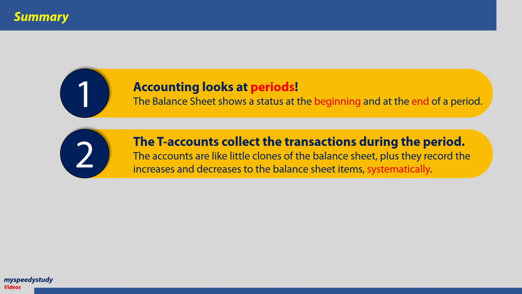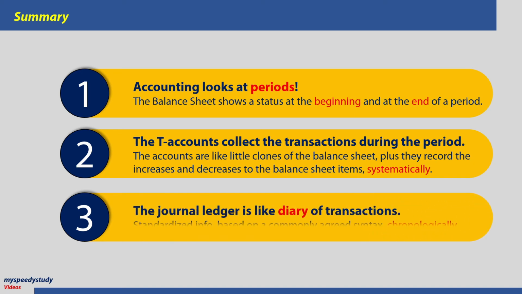Depending on from which side of the balance sheet the accounts originate, they have the beginning balance and inflows and ending balance and outflows on different sides. A journal ledger is like a diary of business transactions, which are described in a standardized way so that every knowledgeable person understands the information content.